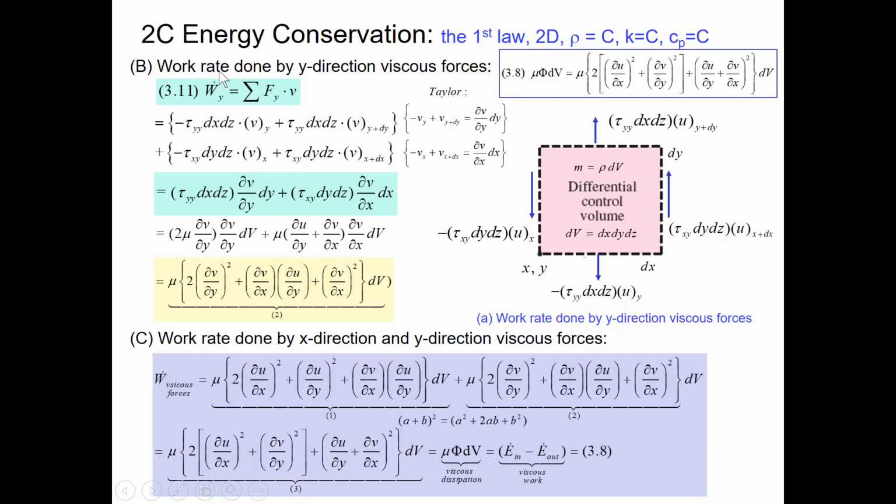B. Work rate done by y direction viscous force, which is the sum of y direction force times y direction velocity. By following the same steps, we get term 2, which is the sum of the viscous forces times the y direction velocity.